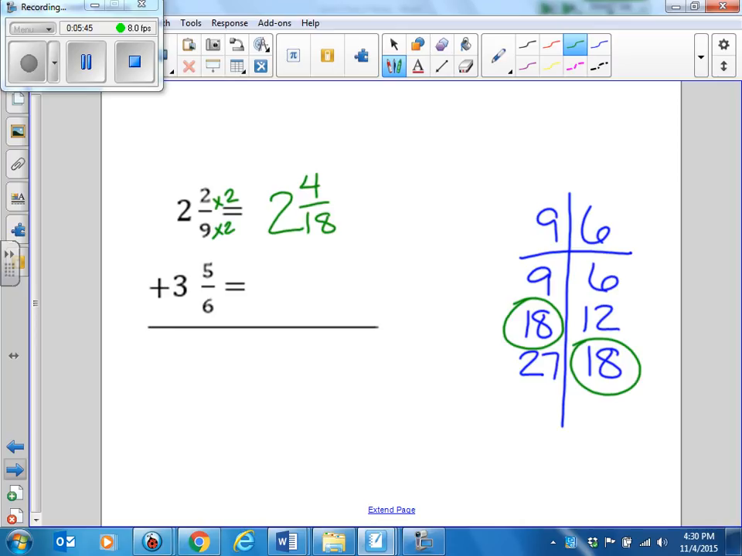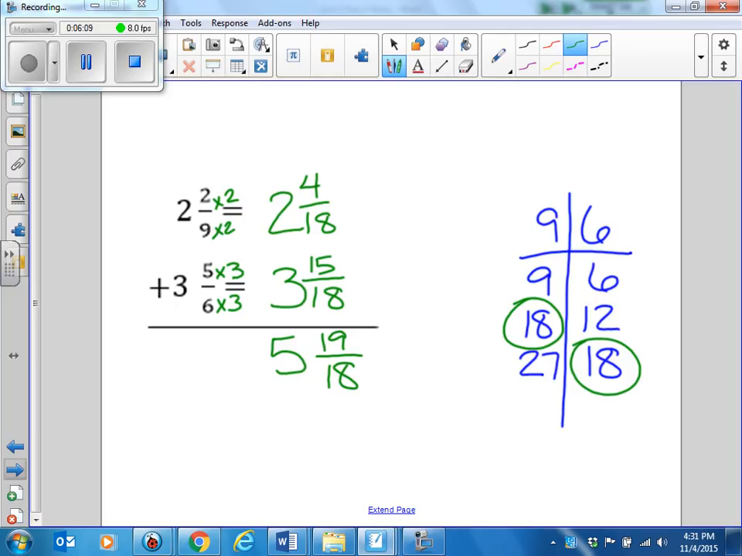Okay, what am I going to multiply the next one by? I'm going to multiply by 3 to get to 18. So it's 3 and 15 18ths. All right, now we're going to add our whole numbers. So 2 plus 3 is 5. I'm going to add my numerators. So 15 plus 4 is 19, and my denominator stays the same.